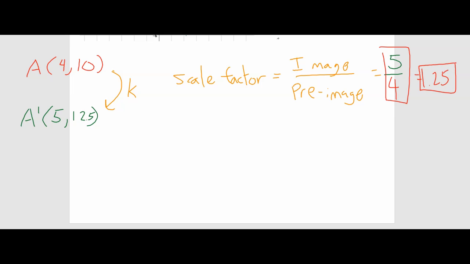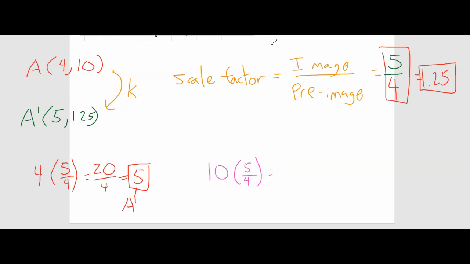Either one would be acceptable here because the decimal terminates. If it was a repeating decimal, then you would just leave it as a fraction. But if I multiply 4 by 5/4, right, that gives me 20/4, which gives me 5, which is my A prime x value. And if I do it with my y value, right, 10 times 5/4, that gives me 50/4, which gives me 12.5, which is my other A prime value.